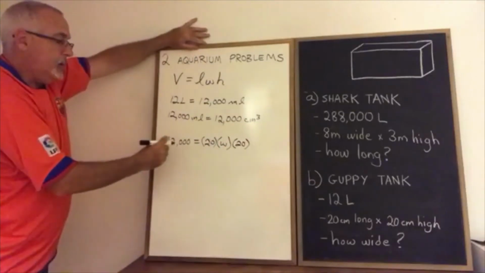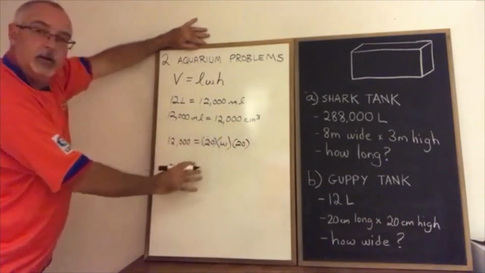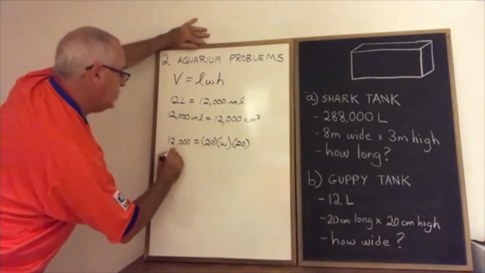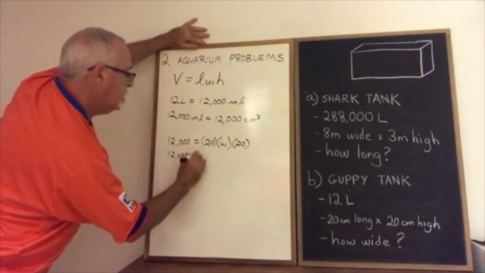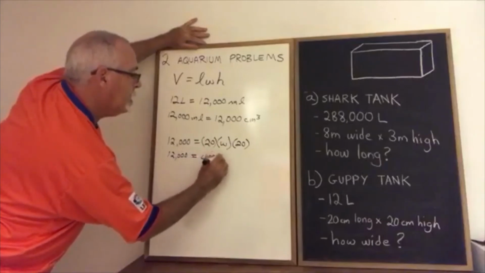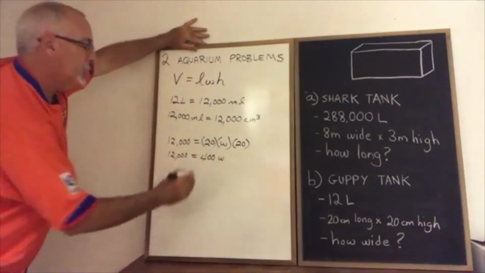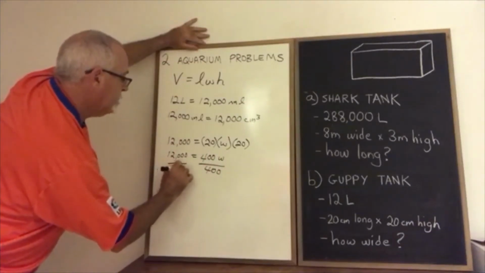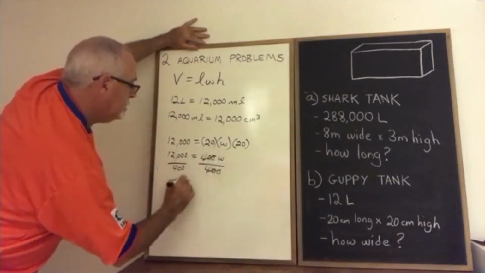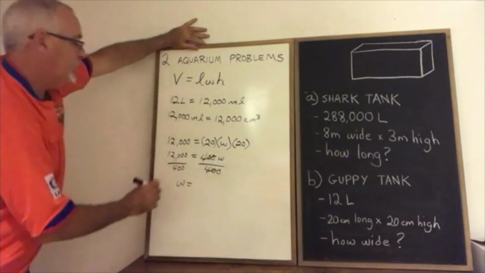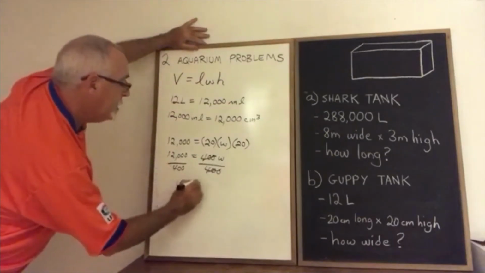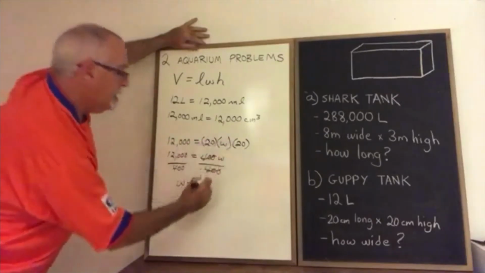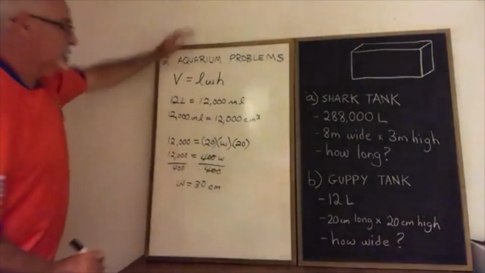At this point, it's quite straightforward to do the calculations necessary to finish the problem. We're doing 20 times 20 first, and that's giving us 400. So we have 12,000 equals 400 W. We divide both sides by 400. These cancel. Our W is isolated and is equal to 30. What's the unit of measure? It's centimeters. The width is 30 centimeters.